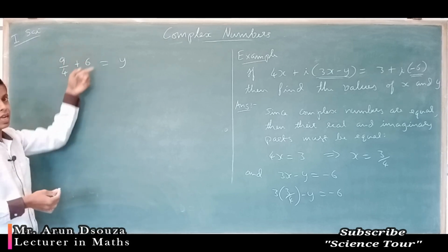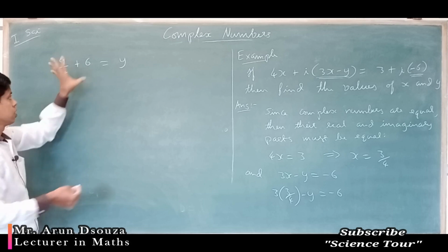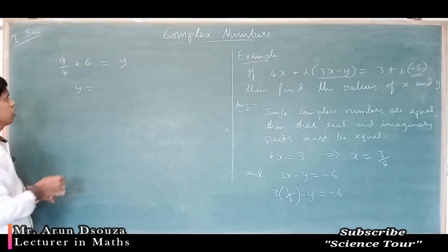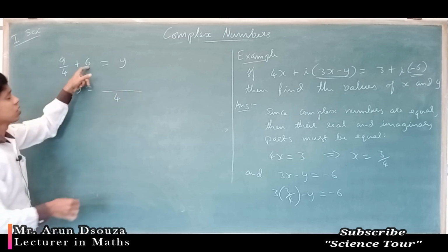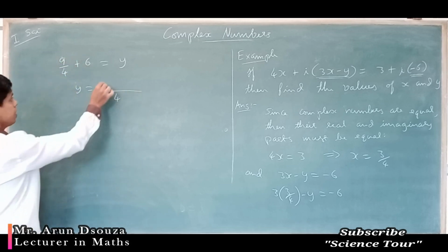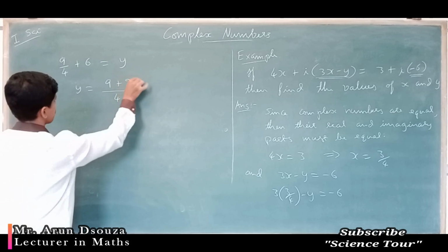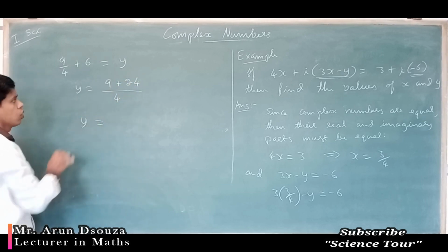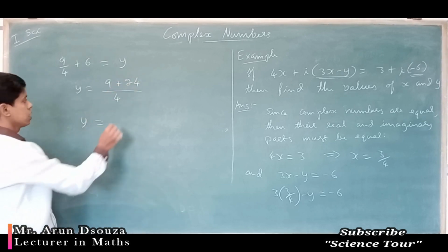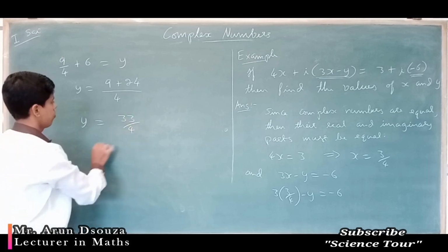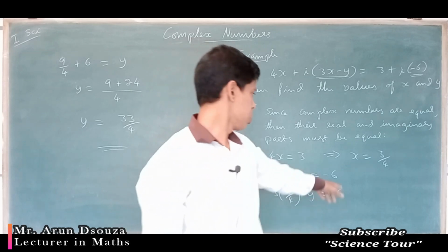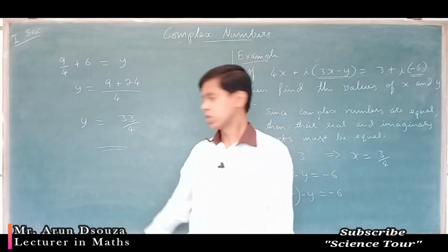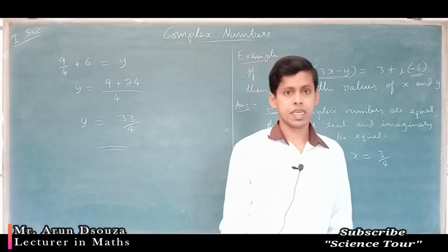Now what is left is just simplification of a fraction. Take the LCM 4. If you take the LCM 4, you must multiply 4 here. So 9 plus 24. Therefore, y is equal to 33 by 4. So you are getting x is equal to 3 by 4 here, and y is equal to 33 by 4 here.